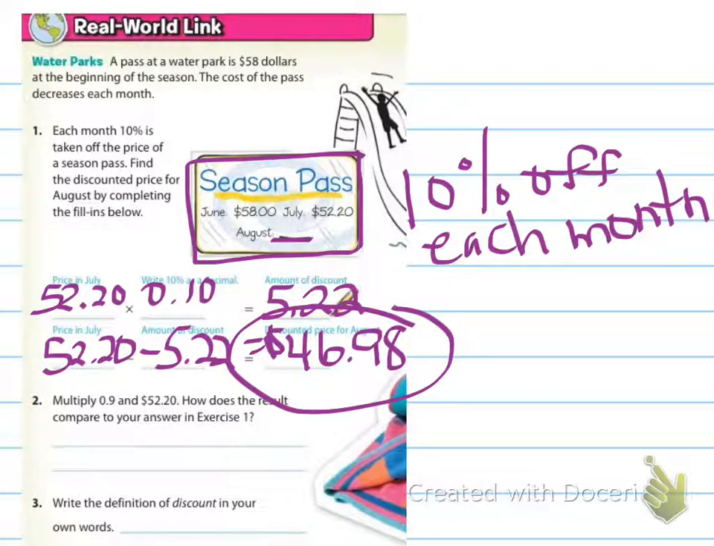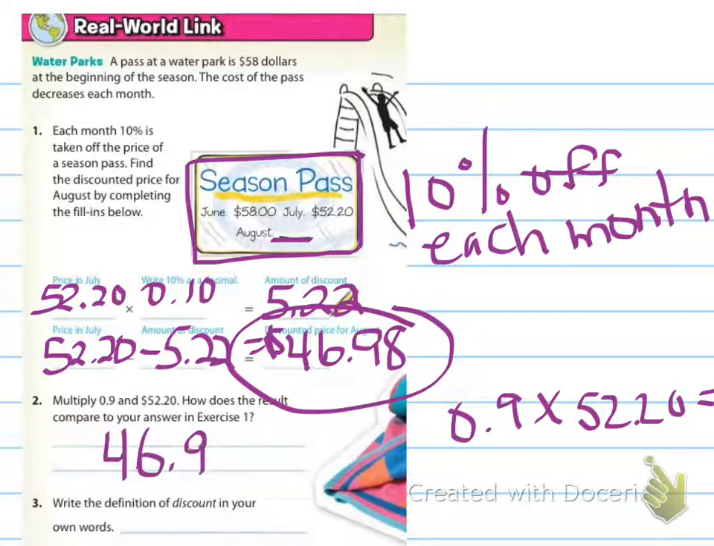Number 2 says multiply 0.9 and 52.20, and how does the result compare to your answer in exercise 1? So go ahead and put that in your calculator. I want you to write down 0.9 times 52.20, and I want you to find the answer to that. Pause the video now so that you can do that on your own. You should come up with the same amount of $46.98 when you take 52.20 times 0.9.